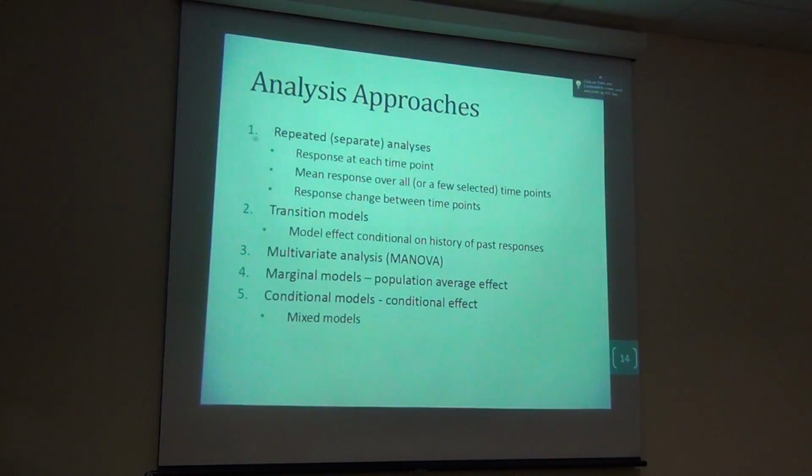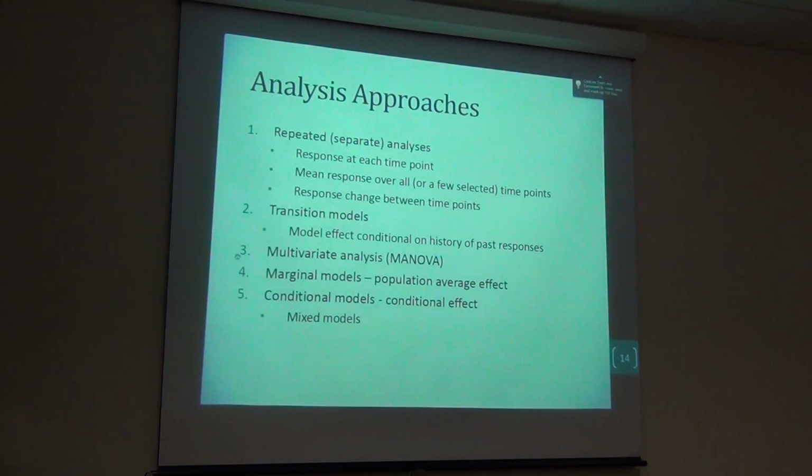So the first method is repeated analysis, where you build separate models for the response at each time point, or you can just combine the response at all the time points post-randomization and treat that as one response. Or you can also look at the response of change between time points. And of course, I'll show examples from these different approaches. Another approach is the transition models, where you model the effect at one time point adjusted for the effect from the previous time points, so based on past responses.